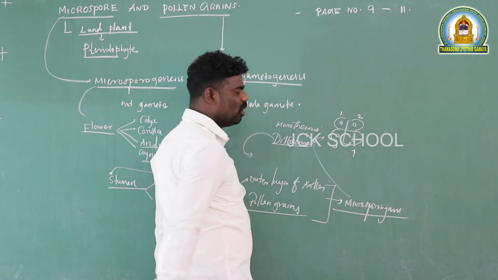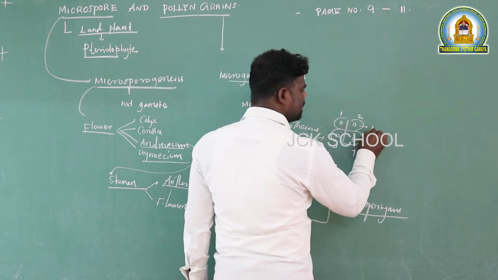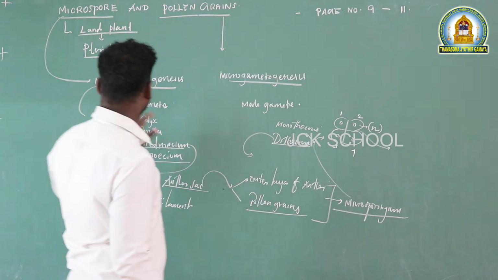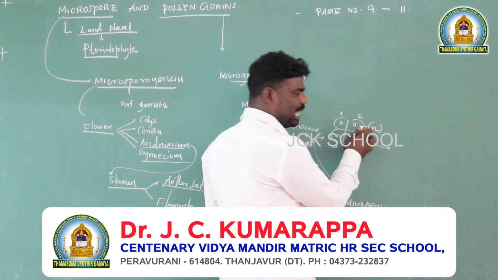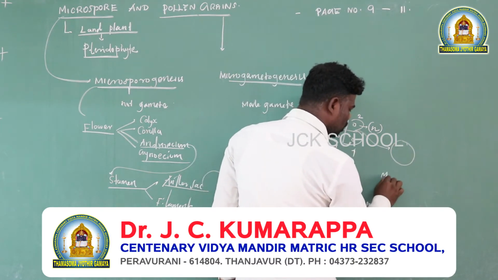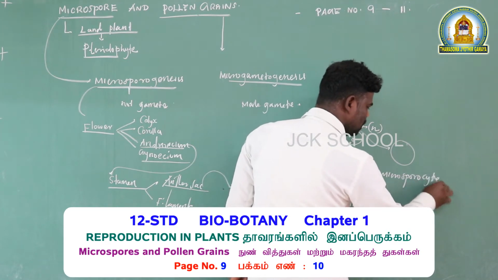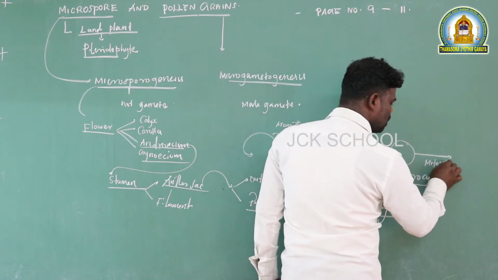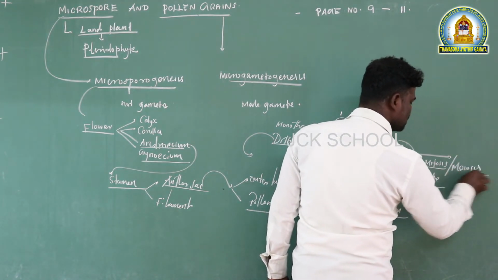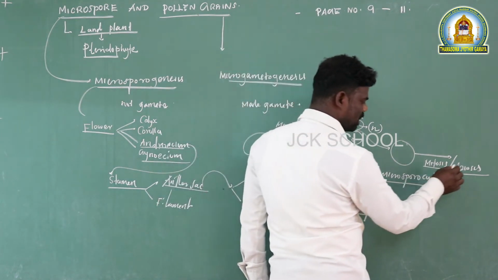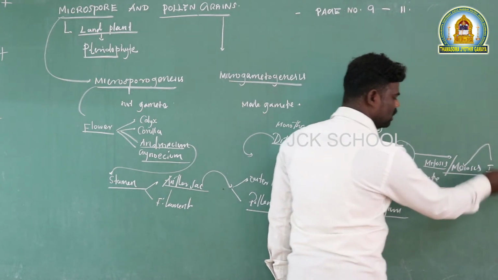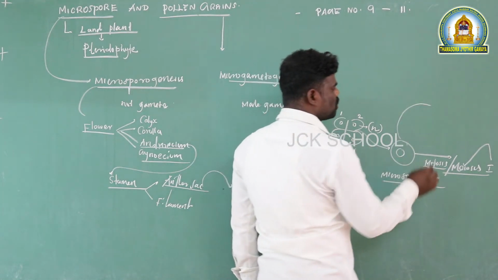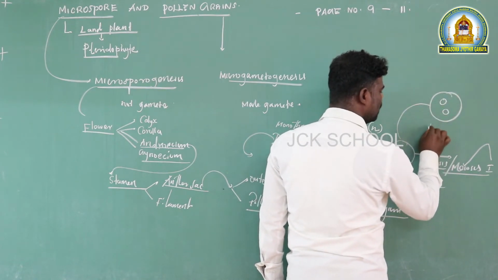For example, 1, 2, 3, 4. Each and every lobe is formed with a diploid set of microspore mother cells. So how are these microspores formed through microsporogenesis? First of all, these are the microsporocytes. These microsporocytes undergo meiosis cell division. In meiosis 1, the single diploid microsporocyte becomes a microspore dyad.